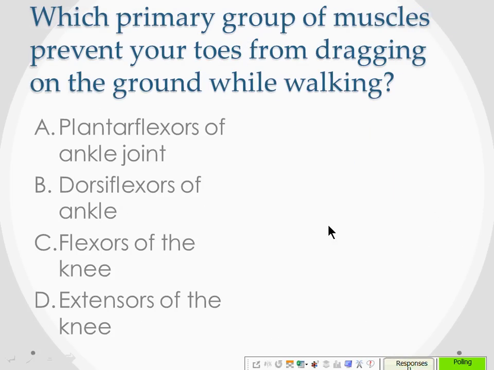Okay, now think of this question. Which primary group of muscles prevent your toes from dragging on the ground while walking? See, we all don't walk dragging our toes, right? You're able to lift your toes off the ground and walk. So which is the group of muscles which helps you to do that? So which is the one that helps you to lift your toes off the ground, prevent you from dragging them? So I've given you a big hint.